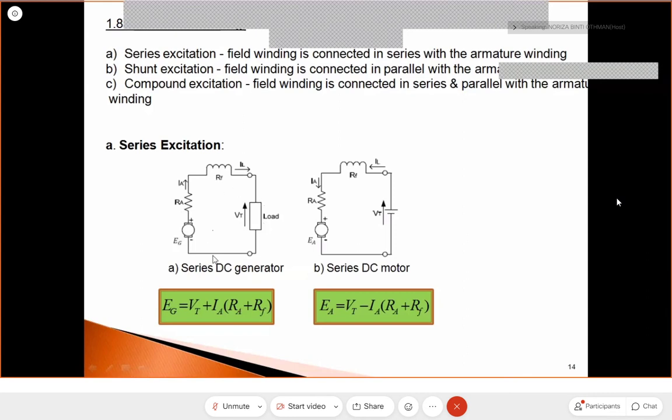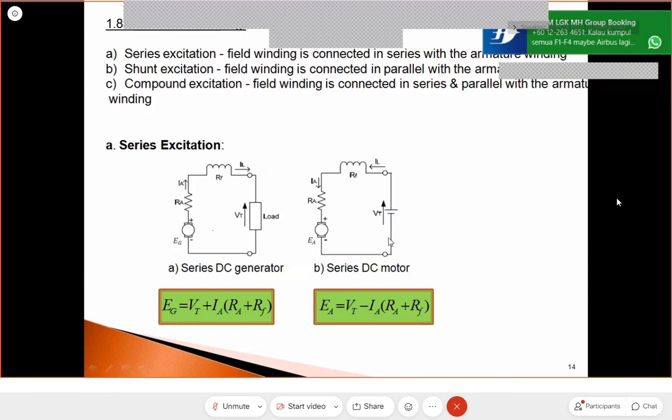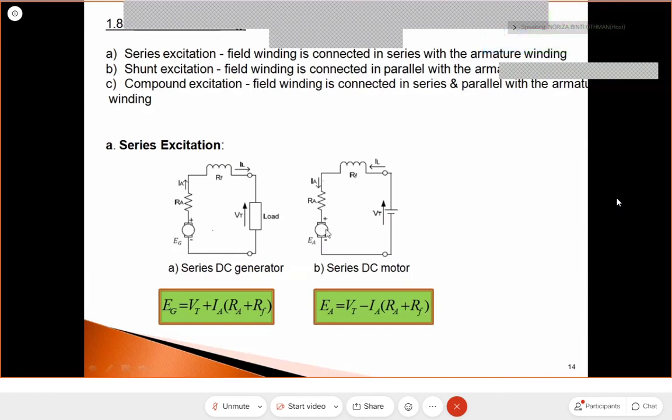So ini untuk generator. So generator current datang daripada EG, masuk IA ni. And then untuk motor current datang daripada VT, masuk dalam ni, sama lah. So itu different between motor dengan generator. So generator kita ada load, tapi untuk motor we have supply voltage kat sini. So untuk dia punya loop, equation dia EG equal to VT plus IA (RA plus RF) sebab dia series. And then untuk motor, EA equal to VT minus IA (RA plus RF).